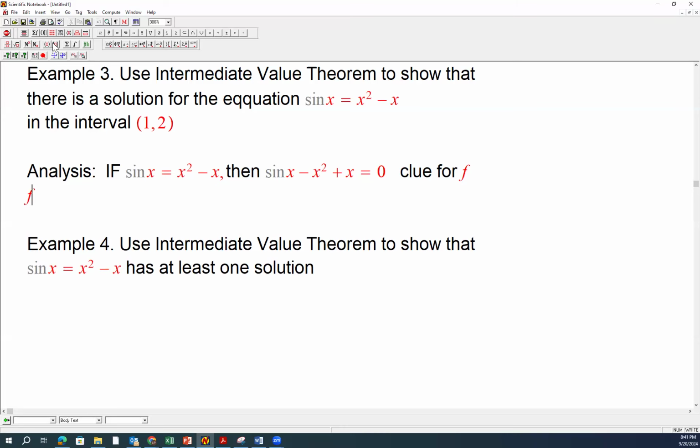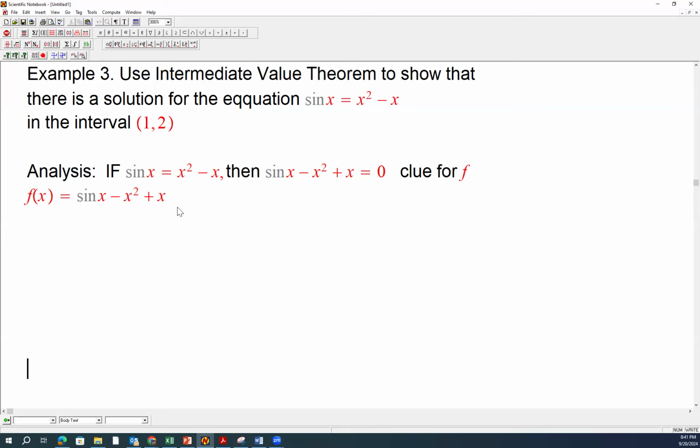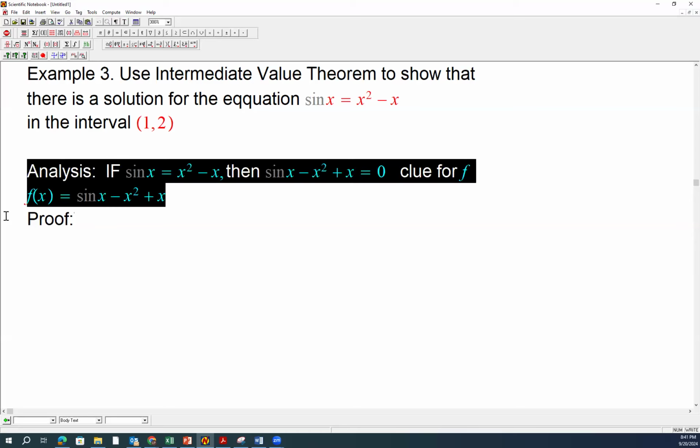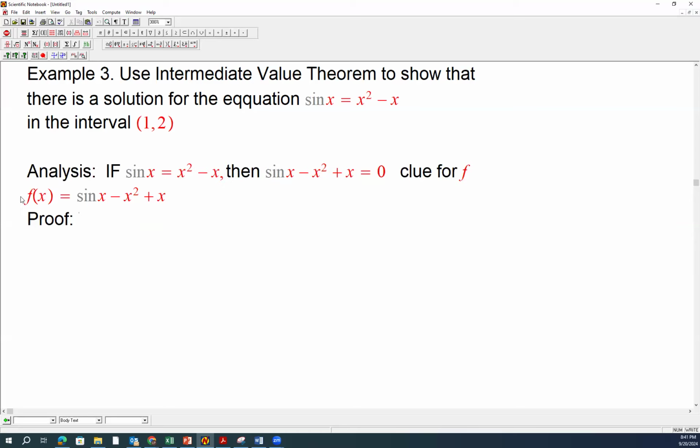Our function is going to be sine x minus x squared plus x. The interval is given. So in this case, we're going to start the proof. Remember, this is just scratch paper work, don't need to show it. In the proof, we say let the function be such. And then we're going to point out that f is continuous.